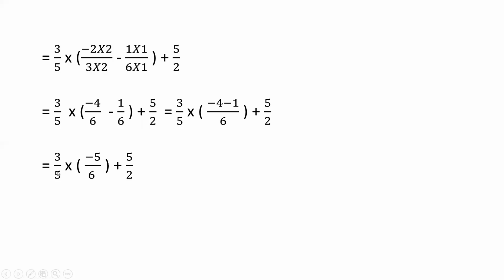Next we are going to multiply 3 upon 5 with minus 5 upon 6. So this 5 and minus 5 will be cancelled and 3 2s are 6. So this multiplication will result into minus 1 upon 2 plus 5 upon 2. Because both of them have the same denominators, directly adding minus 1 with 5 we get 4 in the numerator, and reducing this 4 upon 2 we get 2, which is the final answer.